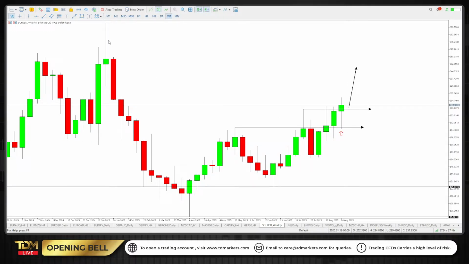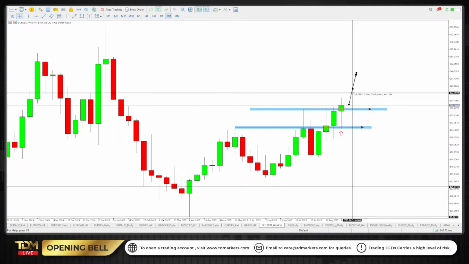Should it close something like this, because it has already gone back to test this area, we're looking for a continuation towards the upside. We could see another test of this area as well in the future. But whatever the case is, we're anticipating price to go up. Now, if a change happens and this current candle closes bearish, then we might get a different possibility. But with what we see right now, we're just waiting for this candle to close and price to resume towards the upside. So that is how Solana is looking this morning.